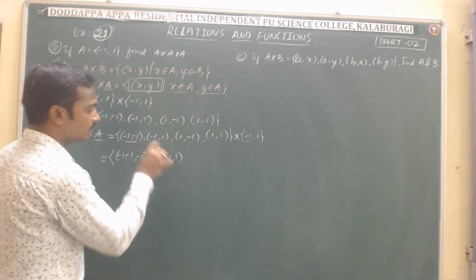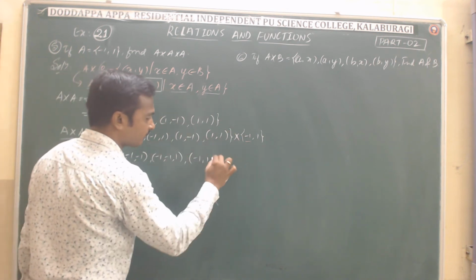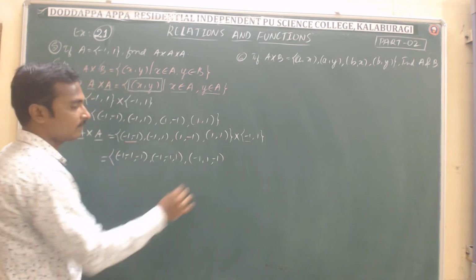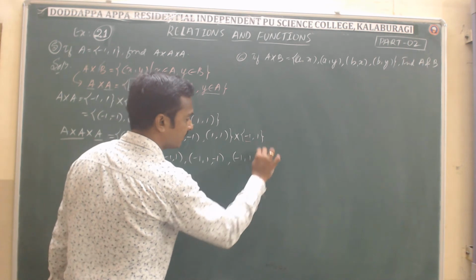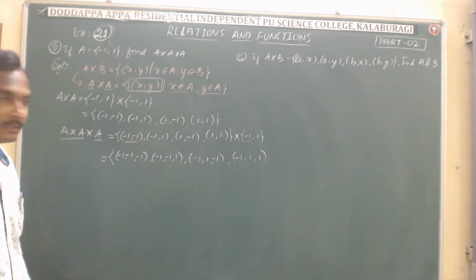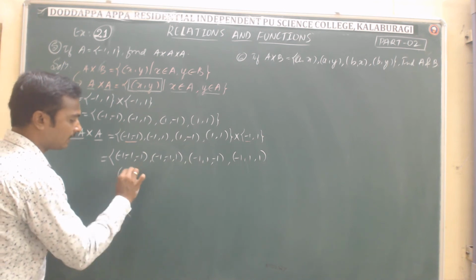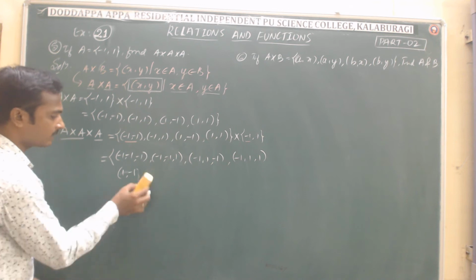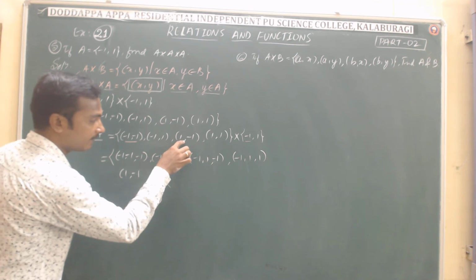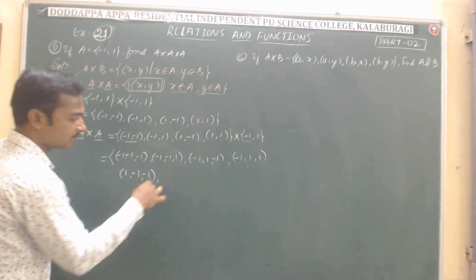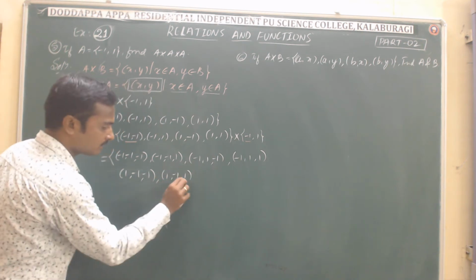Next, this is over. Come to the second element. -1 comma 1 relates to -1. Therefore, this -1 will be added in this group. Next, -1 comma 1 relates to 1, so that is the next element. Let's come to the third element. The third element is 1 comma -1. This element relates to -1. 1 comma -1 relates to 1. So this one will be the member.